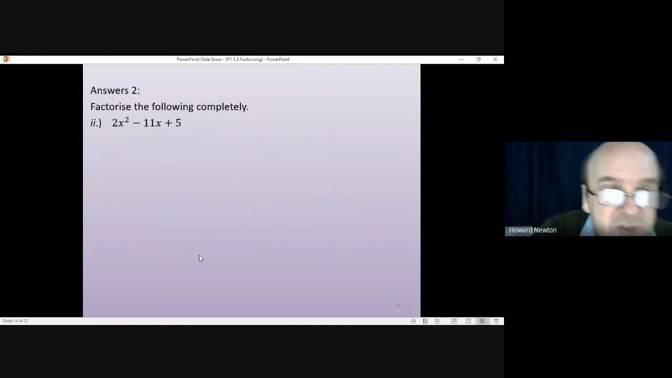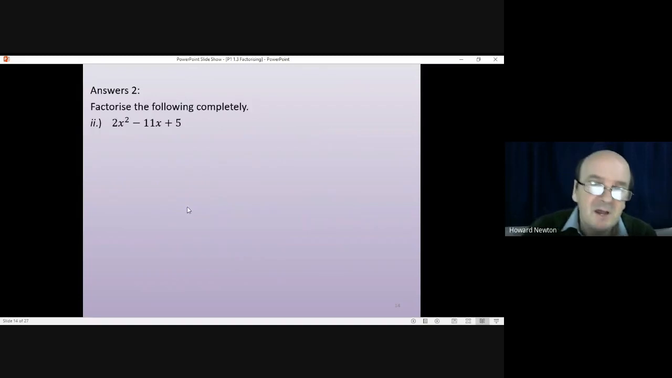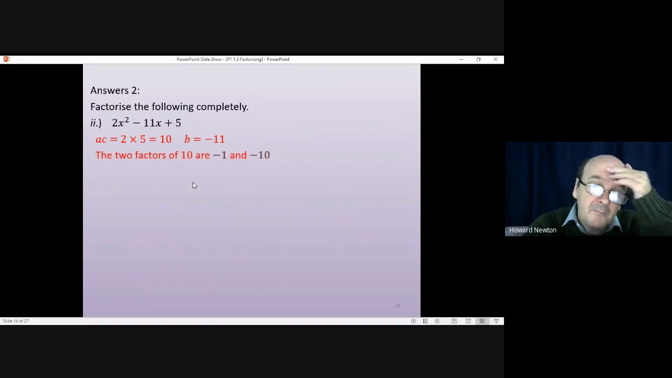The second question, 2x squared minus 11x plus 5. If we multiply a and c together, we get 10. B is minus 11. We're looking for 2 factors of 10 that will add together to give us minus 11. Now, the 2 factors of 10 are minus 1 and minus 10. Minus 1 times by minus 10 gives us 10. If we add minus 1 to minus 10, we get minus 11.